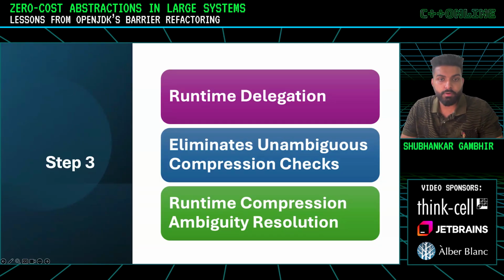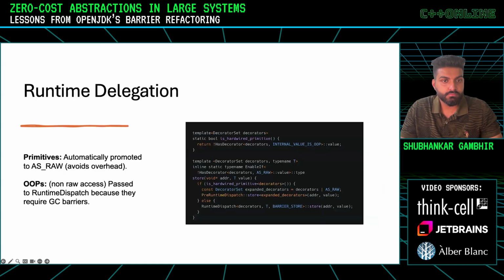We are now holding a fully populated, heavily tagged decorator bit mask. Step 3 acts as the router. Its entire job is to ask, can we avoid the garbage collector? It does this using SFINAE via std enable if. Look at the first function, is hardwired primitive. It simply checks if the internal value is OOP tag is missing. If it is missing, it is just an integer or a float. That is, it's a primitive. The GC doesn't care. The enable if logic automatically promotes the call by injecting the as raw decorator and routes it directly to the hardware.